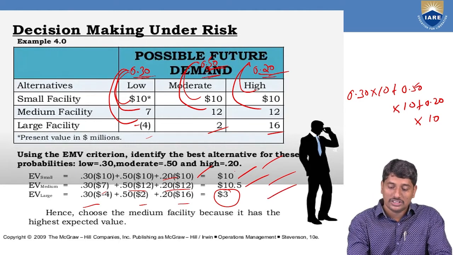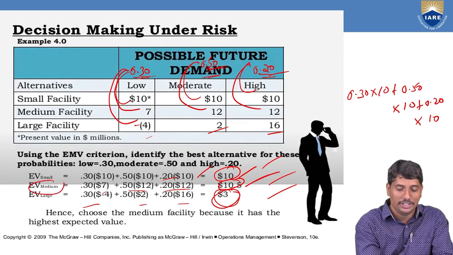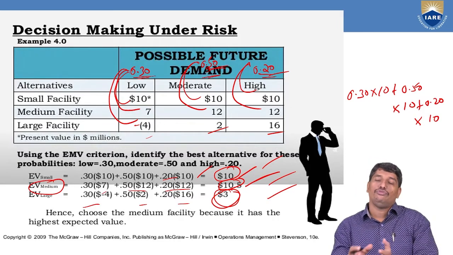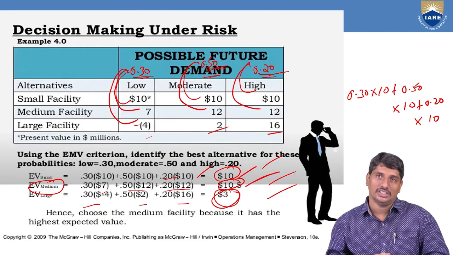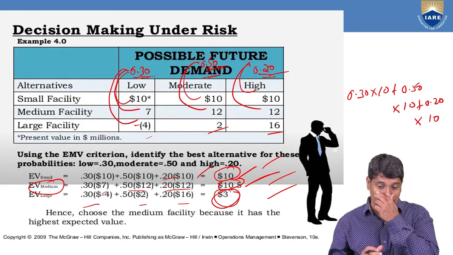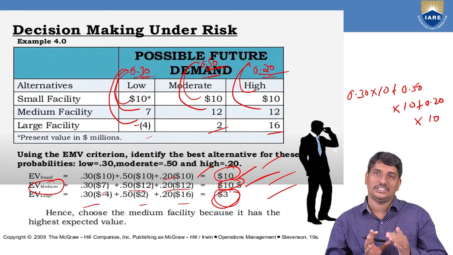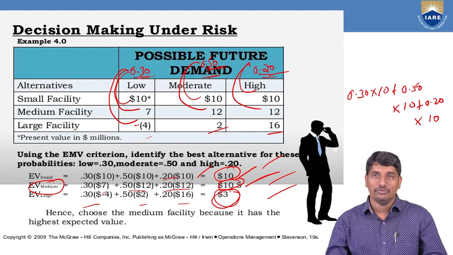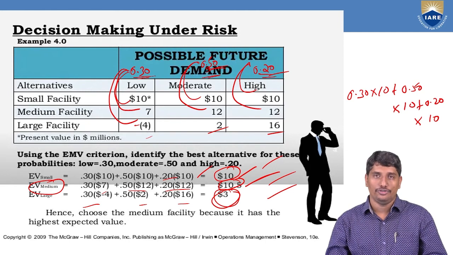Now, among these three, the largest one is 10.5. This criteria suggests the medium facility will be the wise choice. So this is called EMV criteria. There are several criteria to make decisions under uncertainty. Under risk, you will prefer this EMV criteria. Under less risk, we'll go with Maximax, Laplace and Minimax Regret. So with this, I'd like to conclude the lesson, and in the next video, we'll meet with the continuation of this third module.